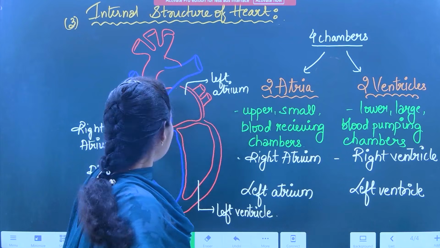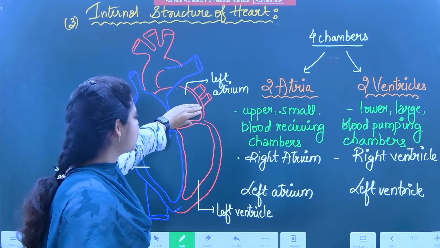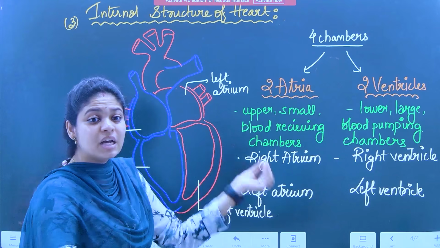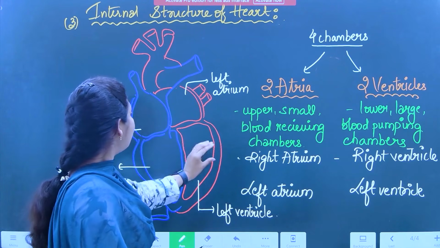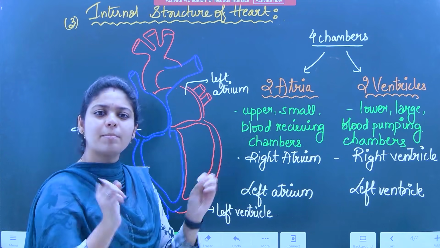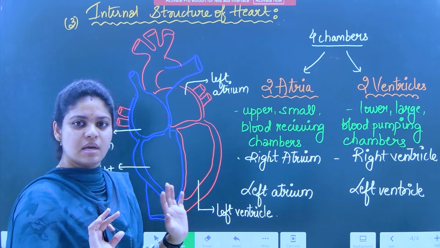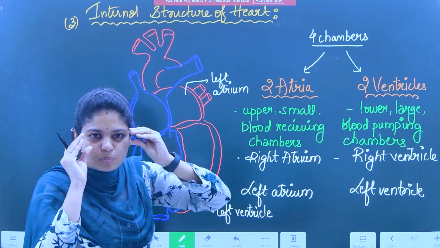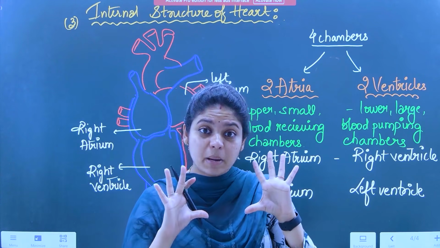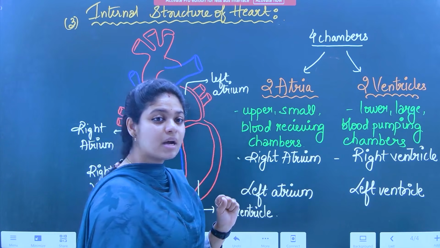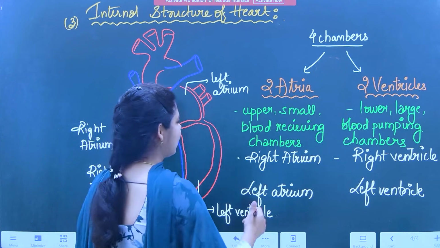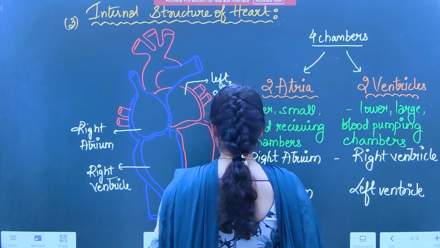So if you see, this is right atrium, this is left atrium. The two upper blood receiving chambers are called atria. Two lower blood pumping chambers are called ventricles. Understood? Upper chambers are small in size, whereas lower chambers are large in size.